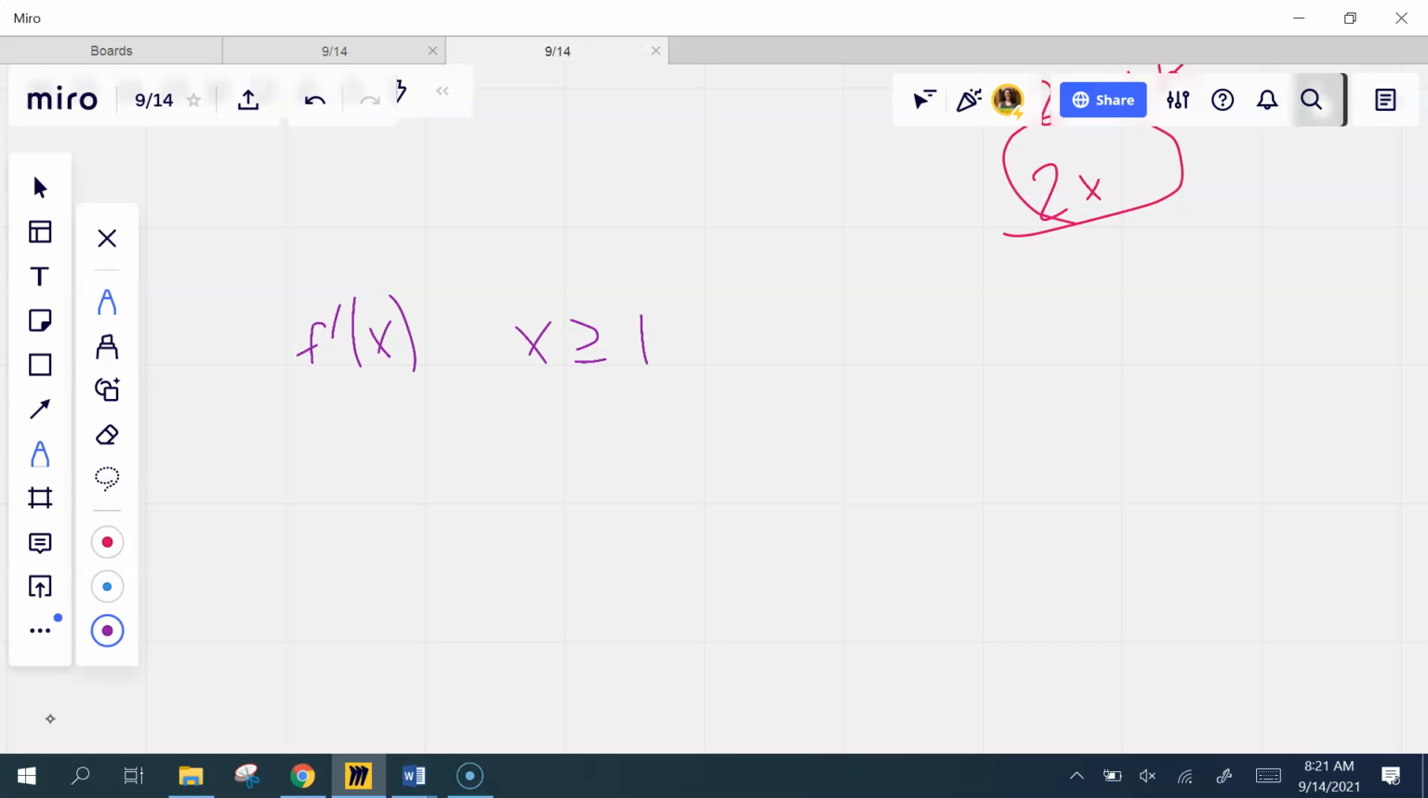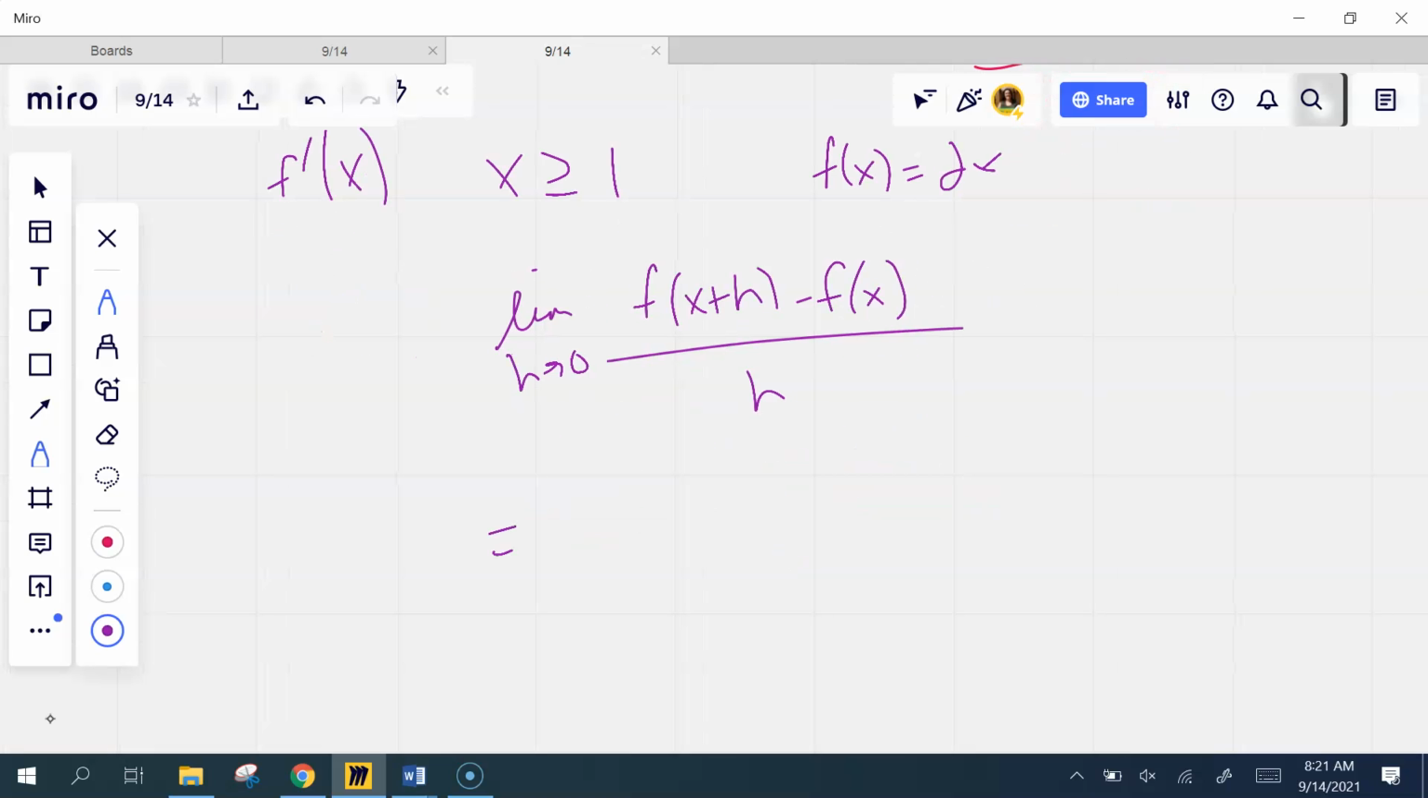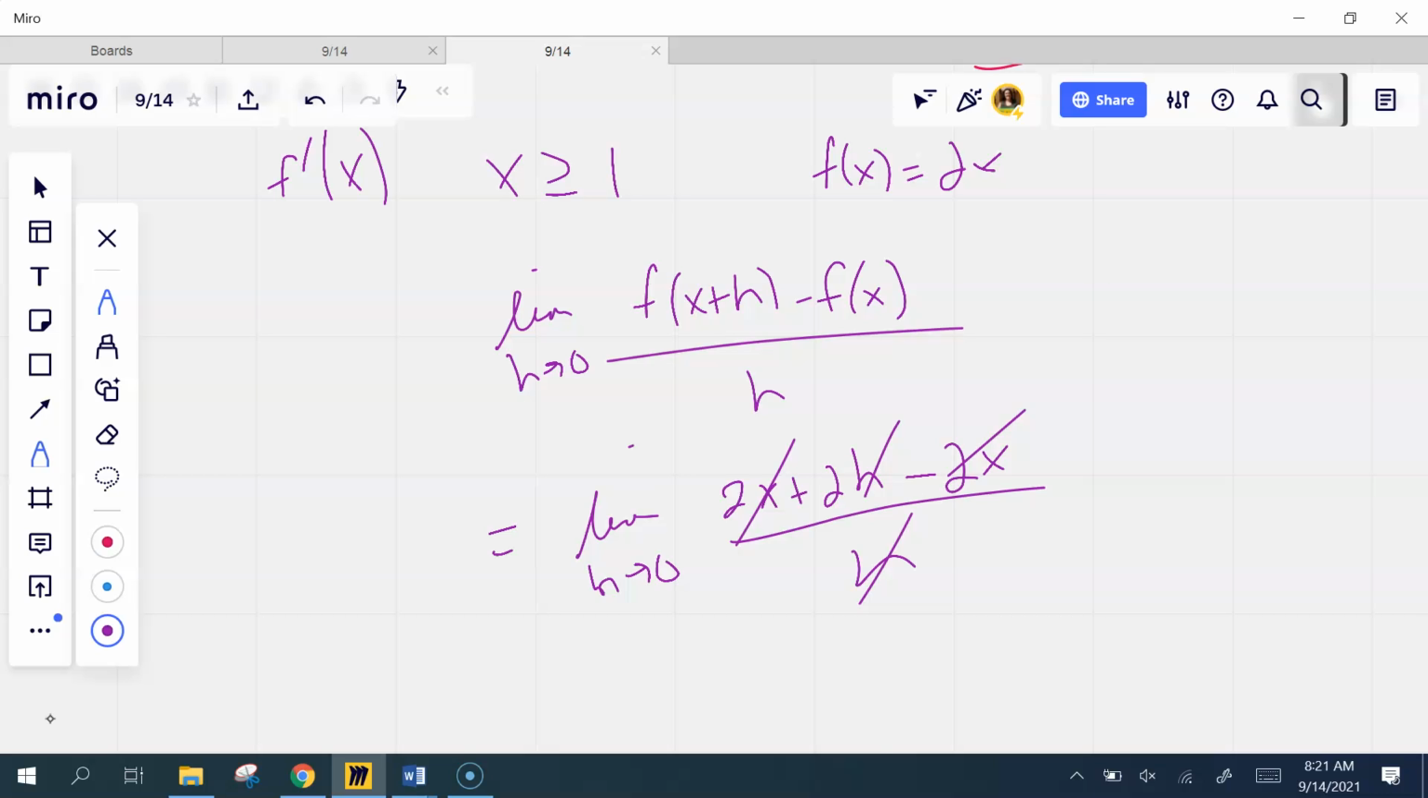Derivative when x is bigger than 1, so that is 2x, right? So I want the limit as h goes to 0 of f of x plus h minus f of x over h. I'm putting x plus h here. So 2 times x plus 2 times h minus 2x over h. F of x plus h is 2x plus 2h.